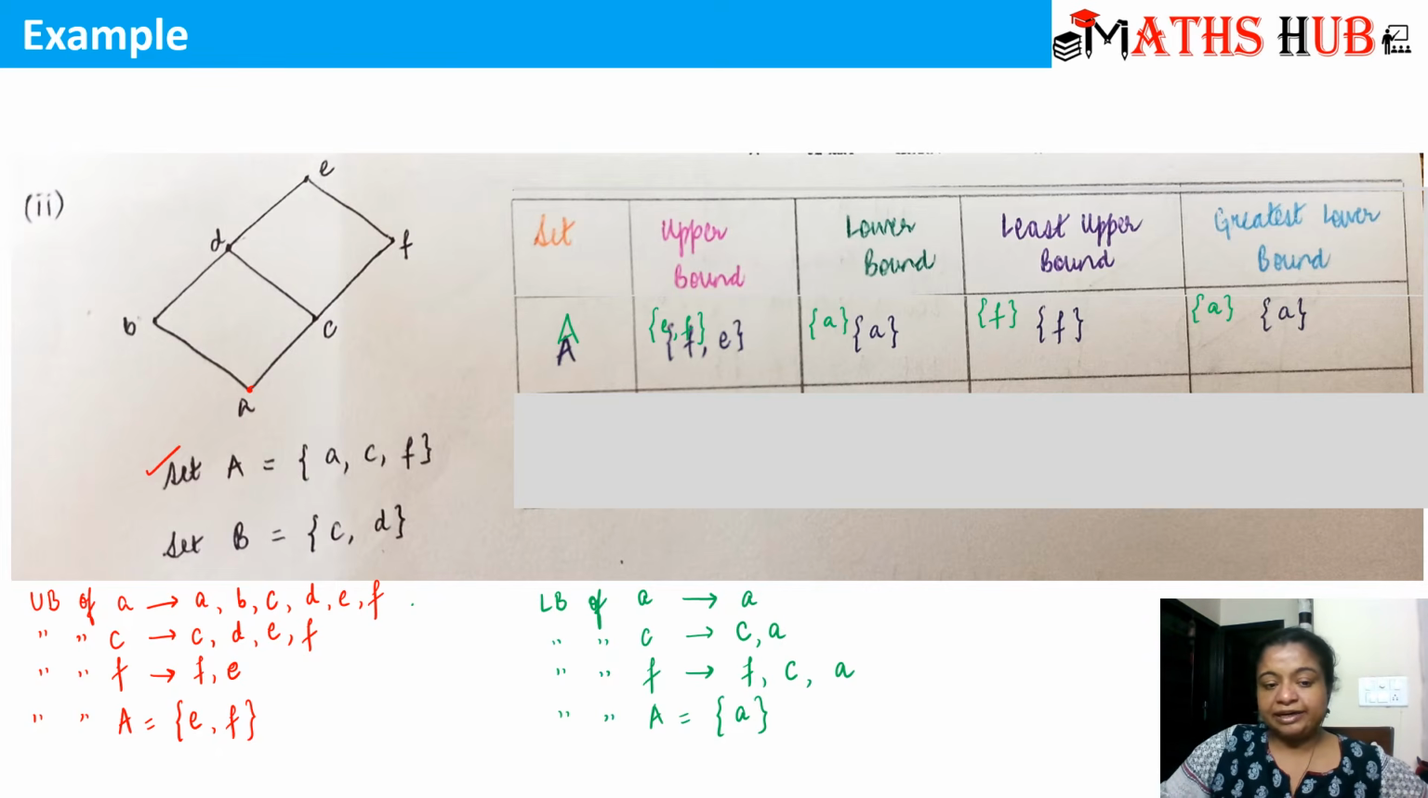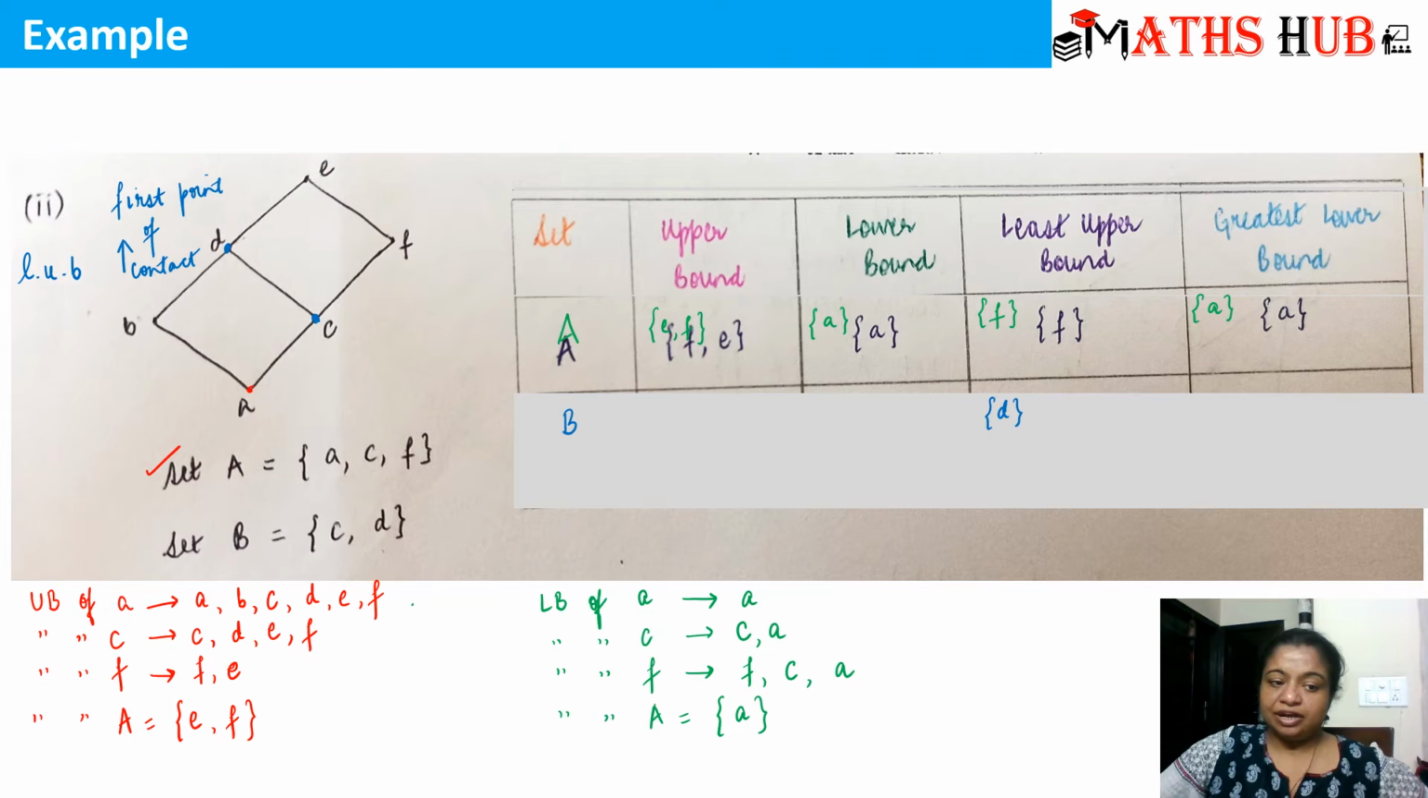Now set B contains the 2 elements, that is C and D. So let's locate C and D. So this is C and this is D. Whenever you have to calculate the least upper bound, you will go in the upward direction and find the first point of contact, right? The first point of contact in the upward direction. So when you move from C to D, both are meeting at point D. So the least upper bound for set B will become D, right?